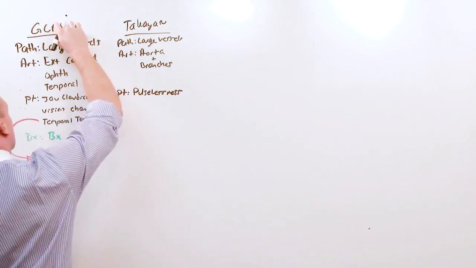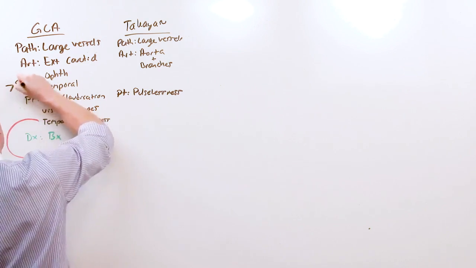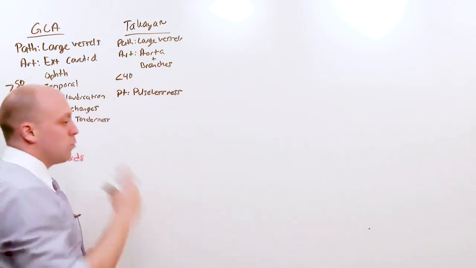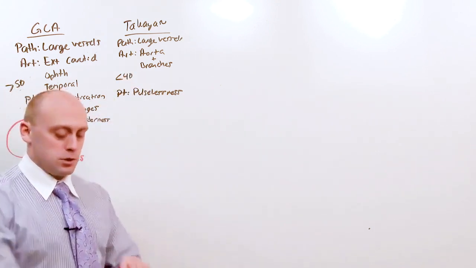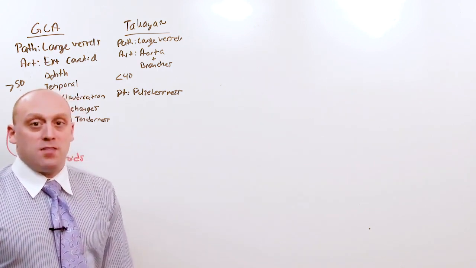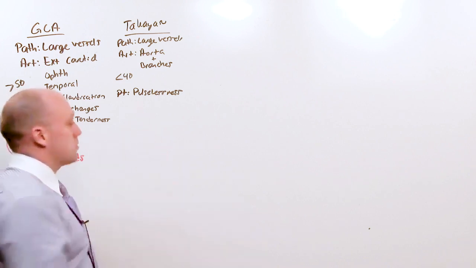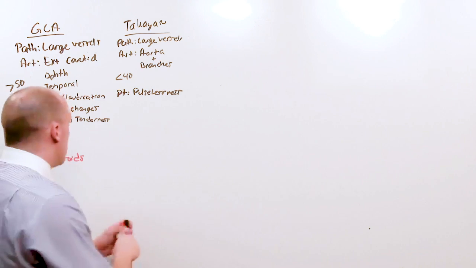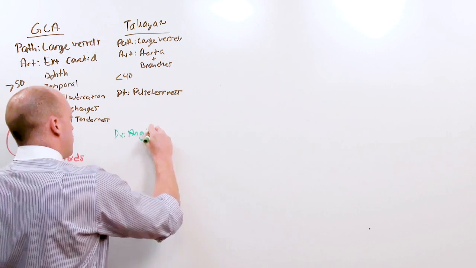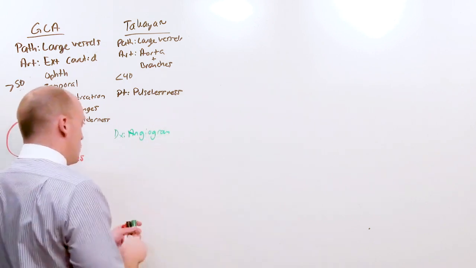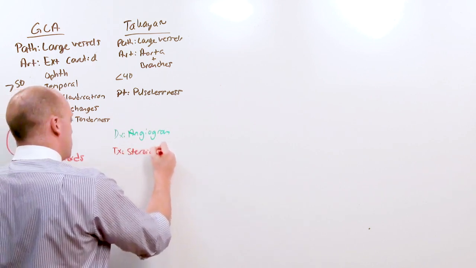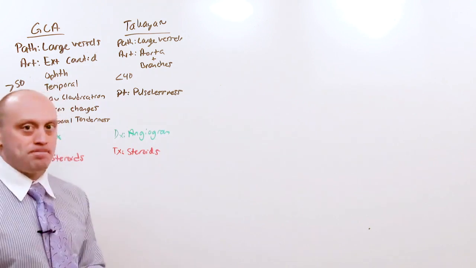Giant cell arteritis, age greater than 50. Takayasu, age less than 40. Young woman who you can't feel her pulses, radial, brachial, femoral, are not palpable, but otherwise doesn't have any problems, that's Takayasu's. The diagnosis is going to be made with an angiogram. And treatment is with steroids. You'll notice the pattern here of the vasculitides. Steroids is generally the mainstay.